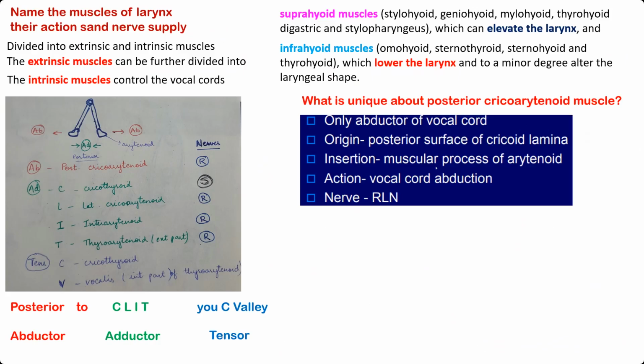And the insertion is on the muscular process of the arytenoid, and the action on the vocal cord is abduction, and it is supplied by the recurrent laryngeal nerve. So in any recurrent laryngeal nerve injury, the first action to go will be the action of the posterior cricoarytenoid, or abduction. So if the abductor is paralyzed or not acting, what will happen to the vocal cords?